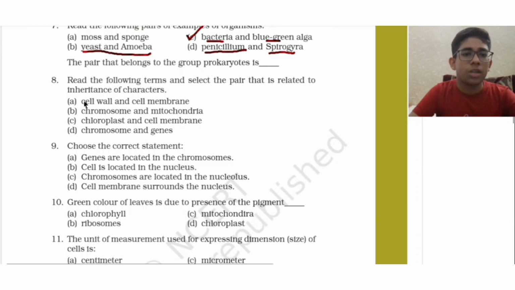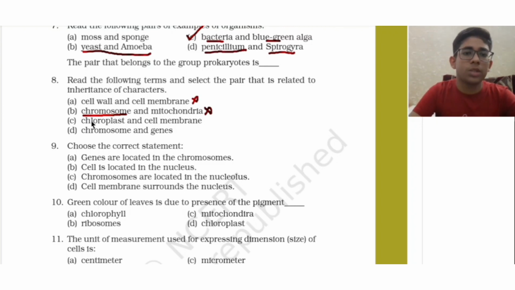The next option, chromosome and mitochondria. So chromosome is the correct option, but mitochondria is not. So the whole option will be incorrect. We know that chromosome stores the DNA and which stores the genes. So this is also incorrect, and option A is also incorrect.